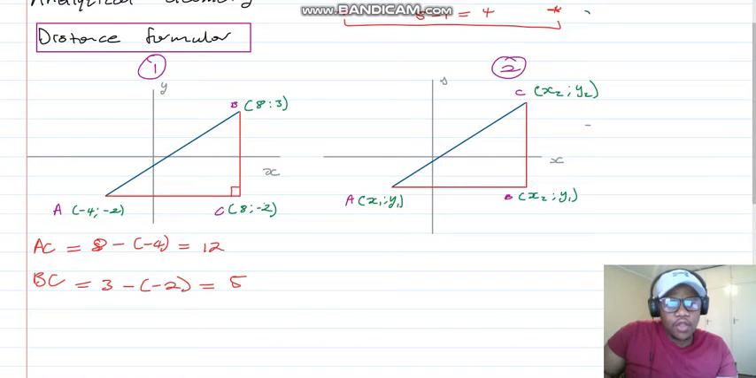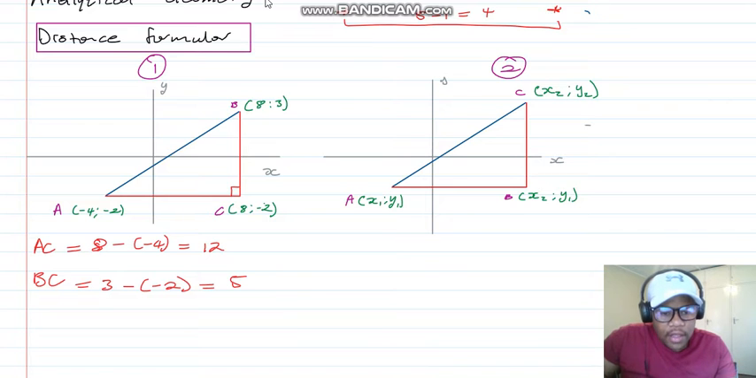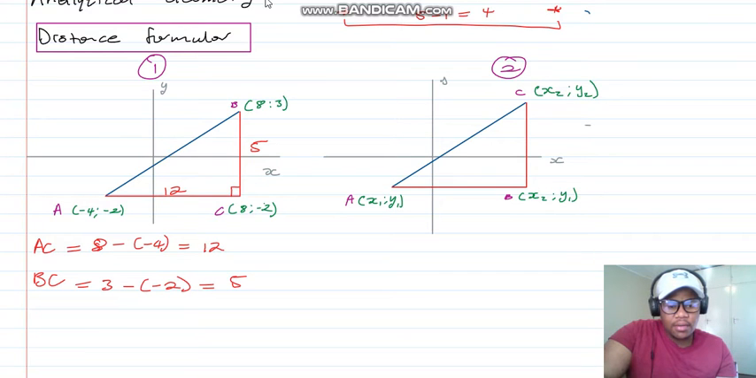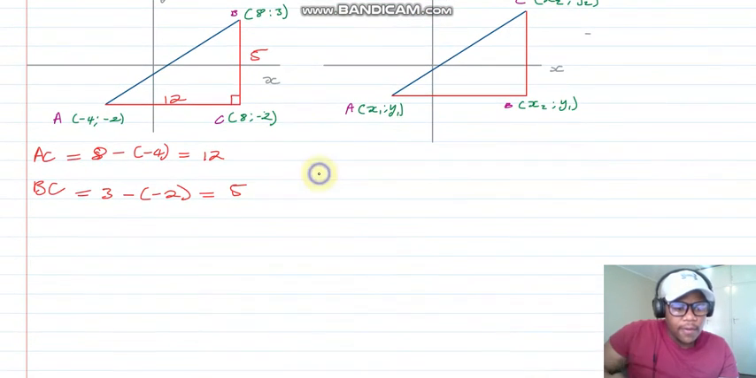So now, what do we have? This is going to be 5 units, and this is going to be 12 units. And we want that AB. We can realize that what we have here looks like a right angle triangle. So what we can do now is just use Pythagoras to find what AB is. Let's go ahead and do that.